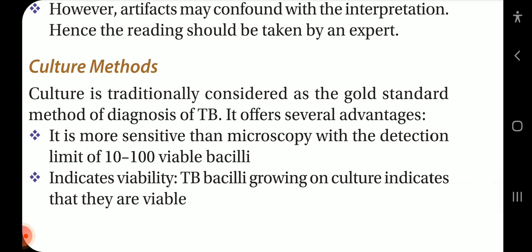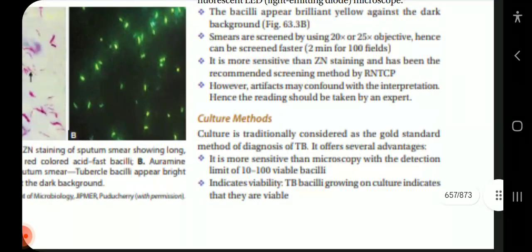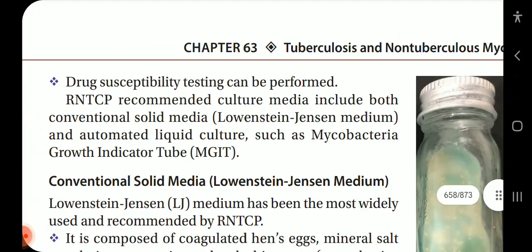Culture method. Culture is usually considered the gold standard method for diagnosis of TB. It offers several advantages. It is more sensitive than microscopy, with a detection limit of 10 to 100 viable bacilli, and it indicates viability. TB bacilli growing on culture indicates that they are viable. Now coming to drug susceptibility testing, it can also be performed.